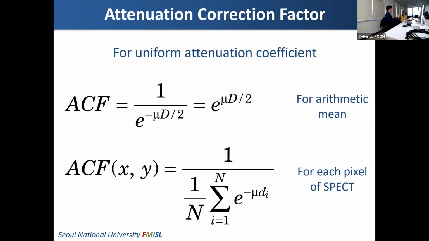But in SPECT-CT, because CT is available, we can use CT for generating the attenuation coefficient, like in a PET-CT system. We will have an attenuation coefficient map that is generated from CT. Okay. So if we have such an attenuation map, whether uniform or non-uniform, we use that information to calculate the attenuation correction factor for each pixel in SPECT using this equation. For SPECT, we calculate this attenuation correction factor for each position. So that is 1 over the sum of exponential minus mu di.